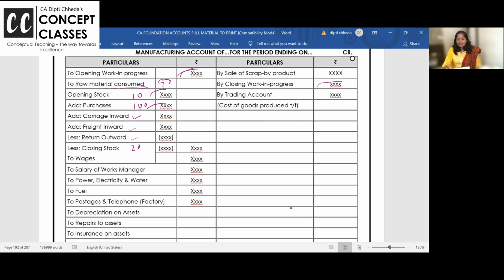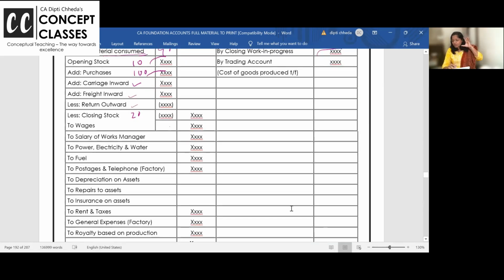So opening work in progress, raw material consumed, then expenses related to manufacturing. Think of the factory: wages, work manager, power, fuel, postage, depreciation of the machinery, not depreciation of the delivery van and all. Machinery and all, repairs, insurance, all this related to the factory.